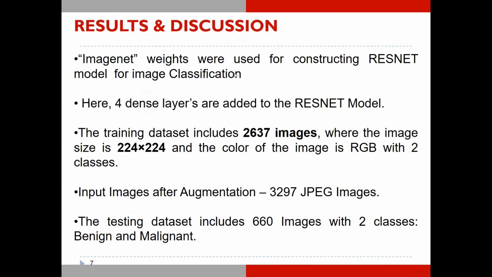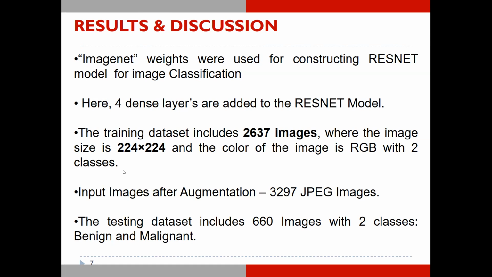So, results and discussion. We have used ImageNet weights for constructing the ResNet model for image classification, and we have added 4 dense layers to the ResNet model. For the training dataset, we have taken 2,637 images in total, where the image size is 224 by 224. We have chosen RGB images with 2 classes, namely benign and malignant.